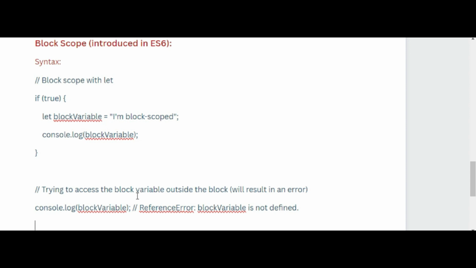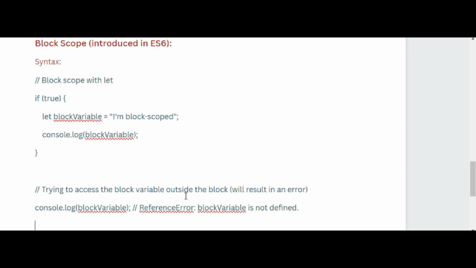So key points: first, global scope is accessible throughout the entire program. The second key point, local scope is limited to the function or block where the variable is declared. Third key point, block scope is introduced with let and const and is confined to the block where the variable is defined, right? Understanding scope is crucial for writing maintainable and error-free code. It helps prevent naming conflicts and allows for better control over variable visibility.